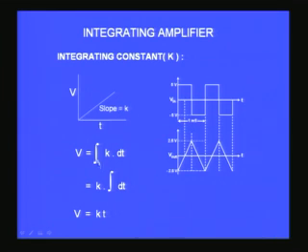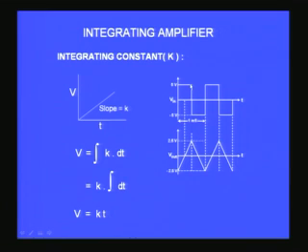So when I have a constant value, if I integrate the constant value, I get a linearly varying function at the output, which is varying with reference to time. So when I have a constant voltage of 5 volts at the input, when I integrate it, I should get a linear voltage slowly increasing from minus 2.5 to plus 2.5 with reference to time.